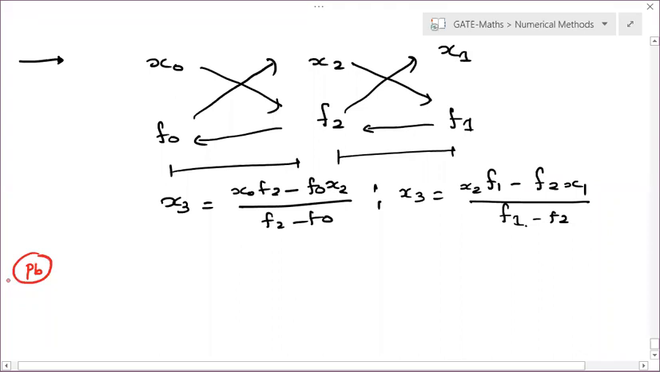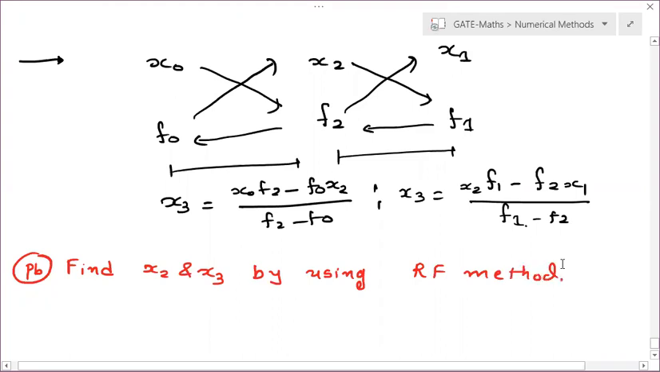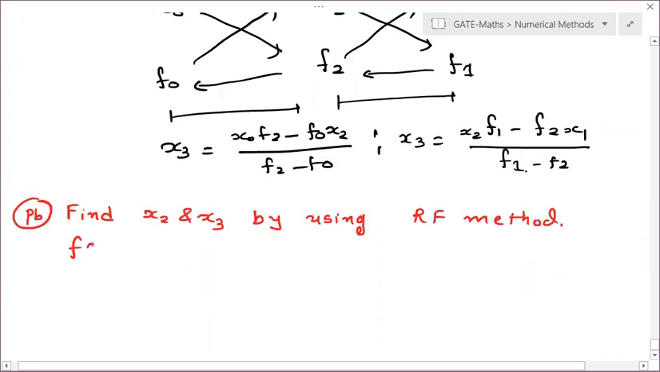Now see this problem, and then we will see the last method, that is the second method. Find x2 and x3 by using the regula falsi method. F of x is equal to x cube plus x minus 1 equal to 0, where x0 is equal to 0.5 and x1 is equal to 1.